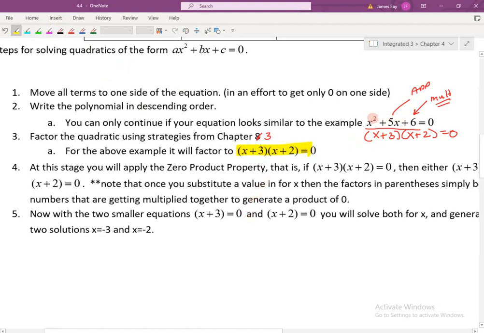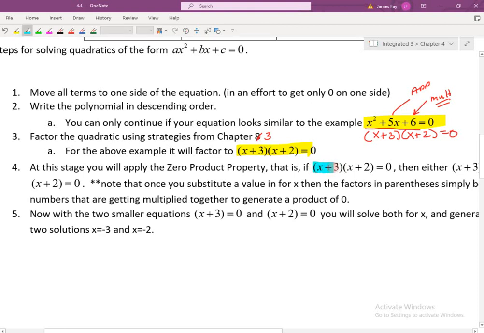So as we're working through, first thing we have to do is get x squared plus 5x plus 6 equals 0. You need your quadratic equals 0. Then you factor your quadratic. At this stage, we can then use the zero product property. Remember, x is just a number, right? So if x is just a number, maybe x is 5. Then what's 5 plus 3?